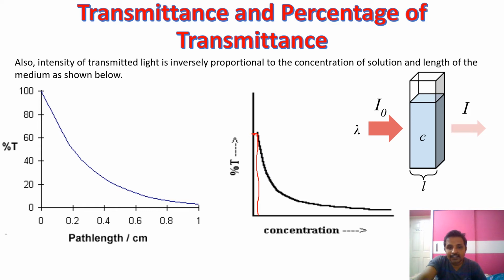but as the concentration is increasing, you can see here, the percentage of transmittance is going on decreasing. That can be known by the graphical representation. That is, intensity of transmitted light is inversely proportional to the concentration and length of the medium. Okay.